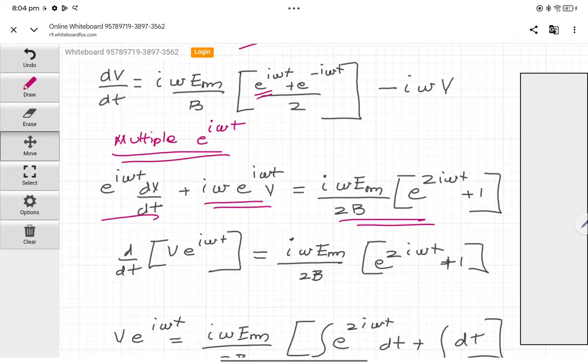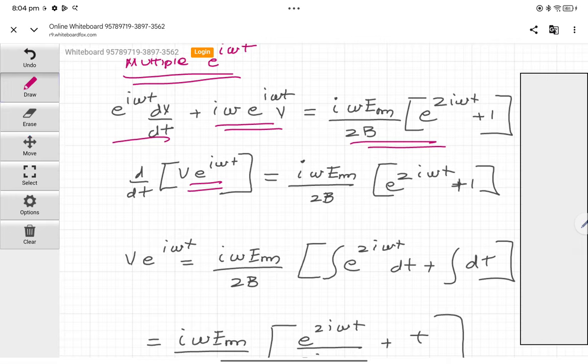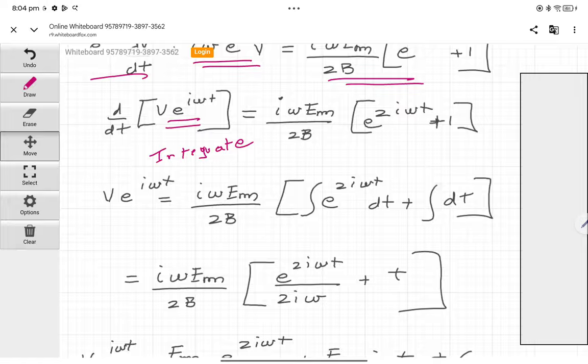But e raised to i omega t dV/dt plus i omega e raised to i omega t V is nothing but the derivative of V e raised to i omega t. You can do this by taking the derivative of u times v. So we come to here, and now we integrate on both the sides. So we get V e raised to i omega t, and that is equal to this.